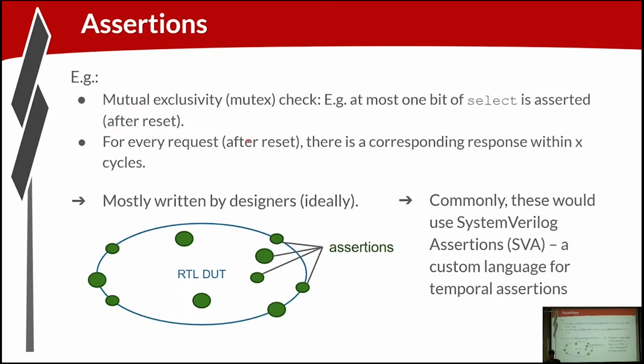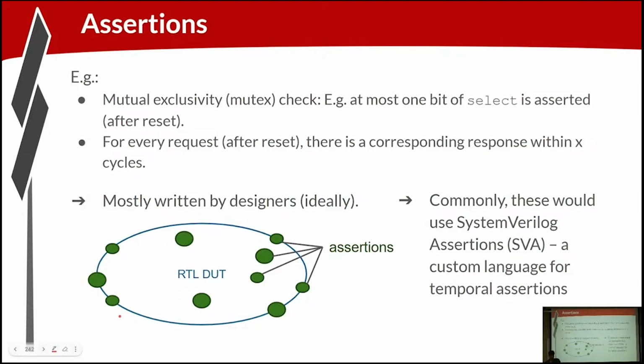So, we've looked at muxes a lot, right? If you have a mux where the selects should be mutually exclusive, you might write an assertion that says these signals that are controlling the mux select should be mutually exclusive. Mutually exclusive meaning at most one of them should assert in any given cycle. So assertions might also have a time aspect to them, right? For every request that we see, there should be a corresponding response within X number of cycles, right? Is maybe an example of a temporal assertion.